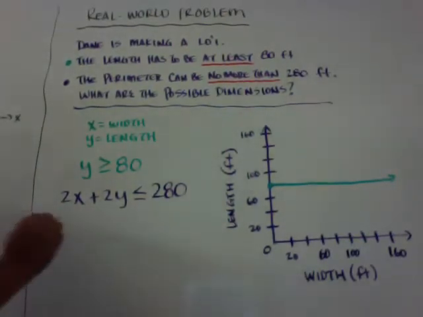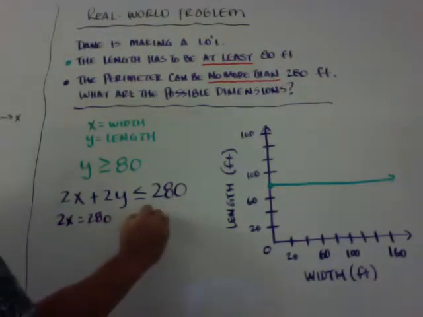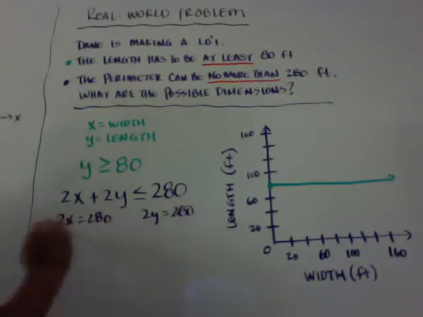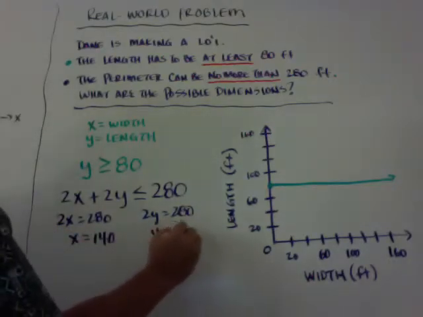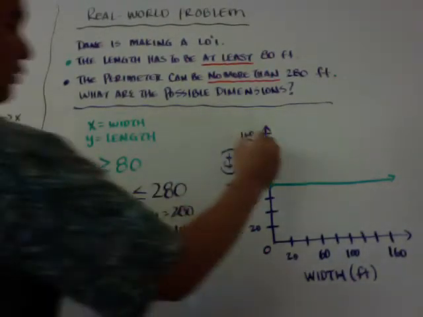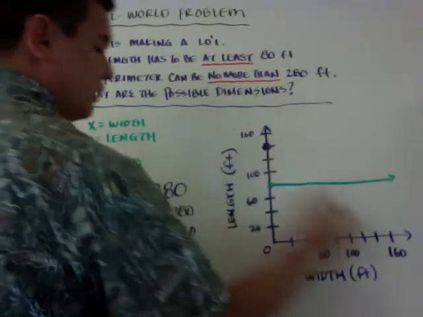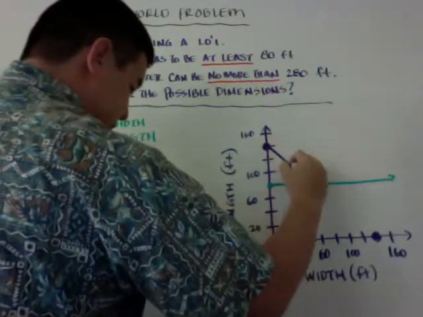If I just did x and y intercepts, 2y is equal to 280. If I divide by 2, I can see x is going to equal 140 and y is going to equal 140. Okay, so I would go to the 140 over here, the 140 over here, and graph that.